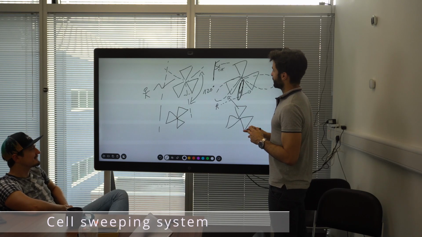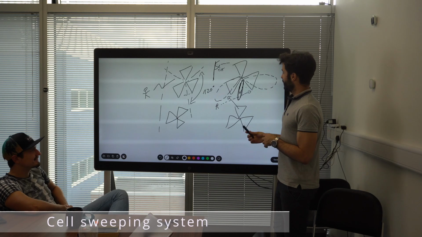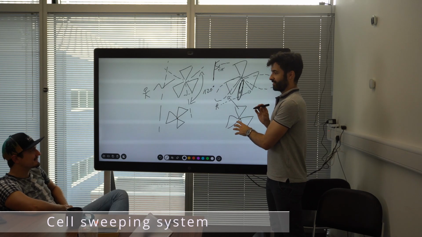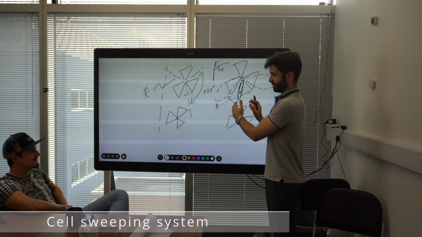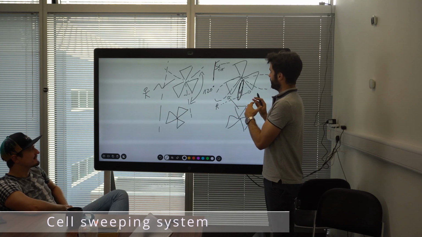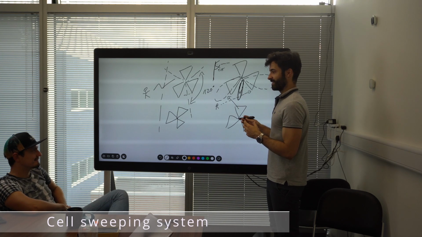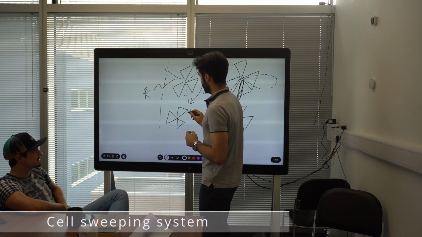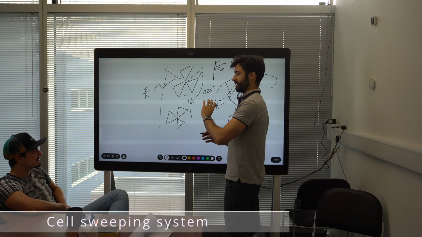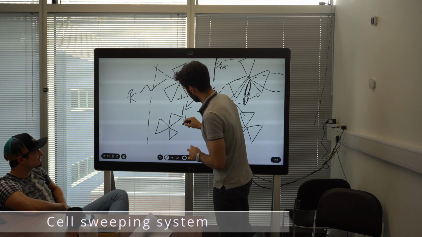The idea of cell sweeping is, as I told you in my examples, we have this typical 3-sector architecture, which causes interference in the frontiers between sectors. The idea with cell sweeping is basically to sweep the cells. Instead of keeping the cells or the sectors static, the sectors can rotate or sweep in time. Basically, they do this movement.